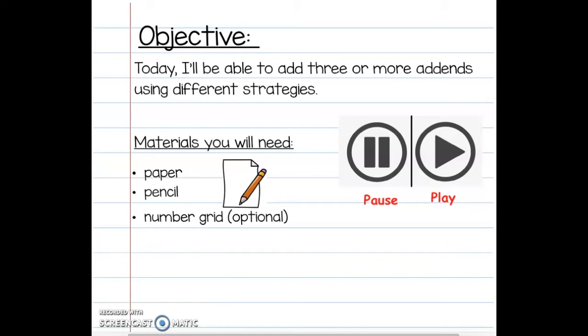Click the pause button now to pause the video and collect your materials. Then once you're ready to begin, click the play button. If you need to stop and work out a problem or need to review what you've learned so far, feel free to pause the video at any time.